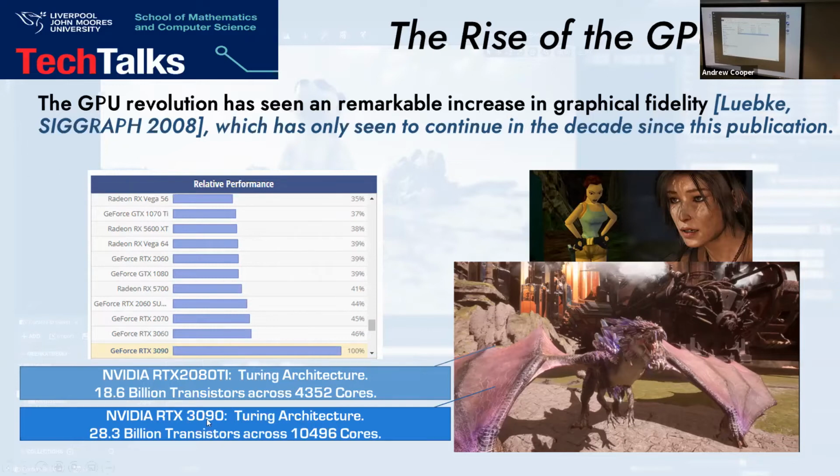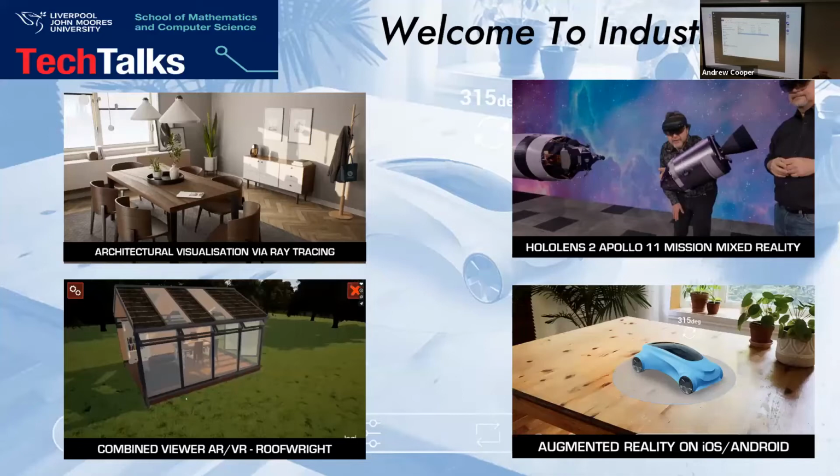If we take an example of the card in this machine, which is an RTX 3090, that's got 28 billion transistors across 10,000 individual processors. So enormous amounts of work just to do something like entertainment. So how can we apply this to other domains other than games development? Well, a common use of Unreal nowadays is architectural visualization.